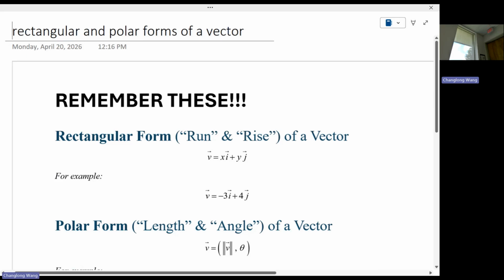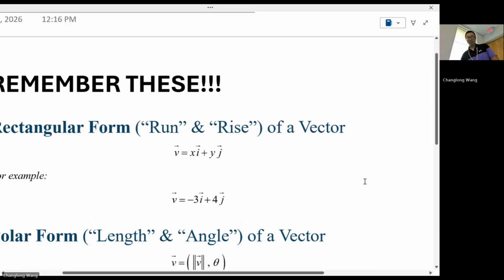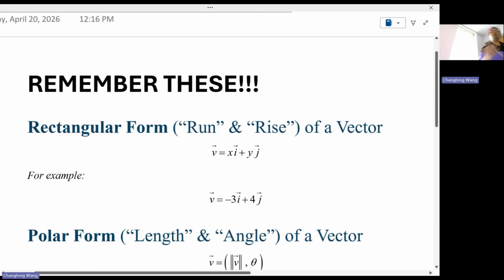Okay. For example, if you see a vector in terms of the numbers, right, and i and j, do you remember what that -3 in front of i represents? That's the horizontal run. So the first number, the first component, whatever number is in front of i, is the run, and the -3 means that it's going to right or left? Left, right? So now the number in front of j is the rise, which is a positive rise. That means it's going to go up.